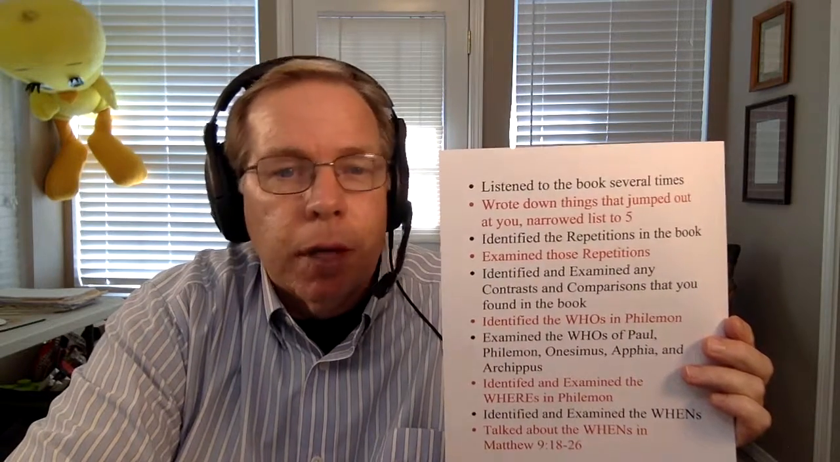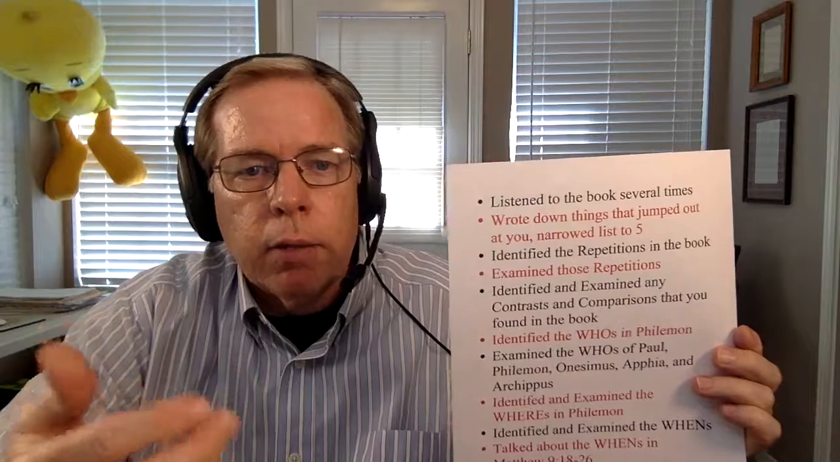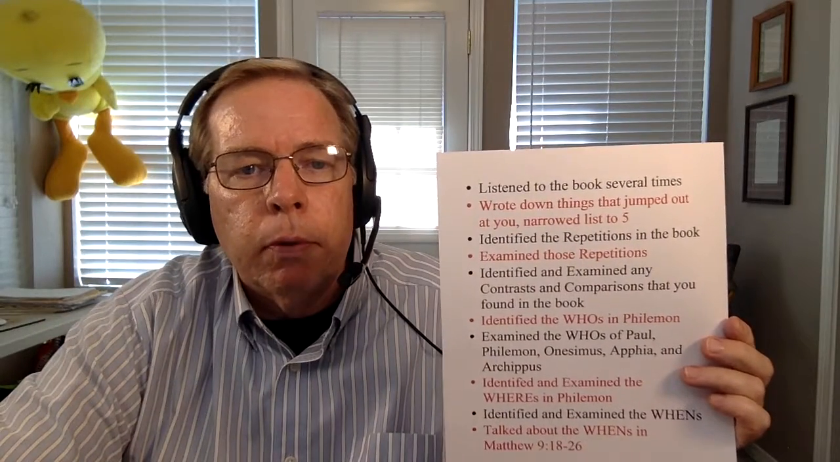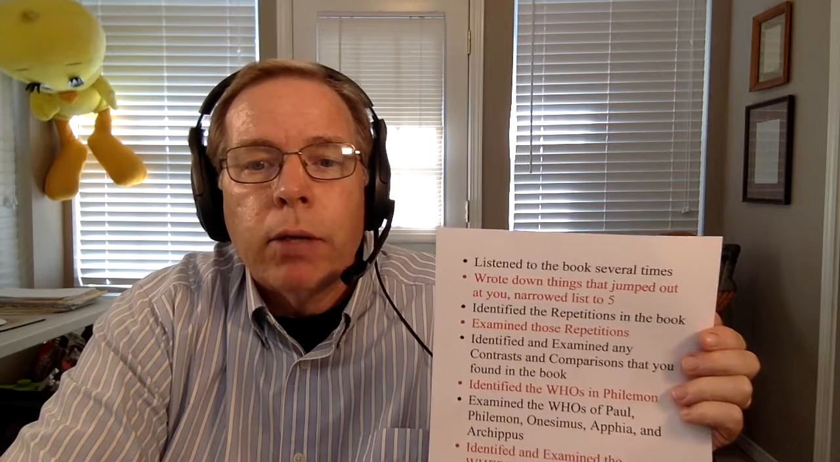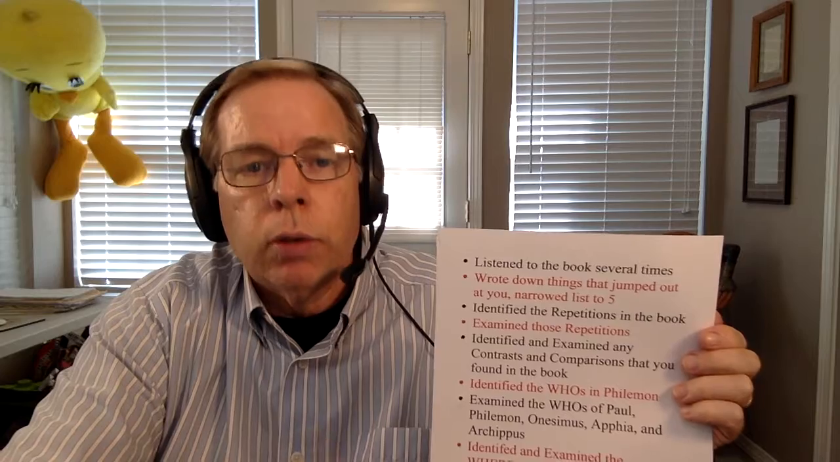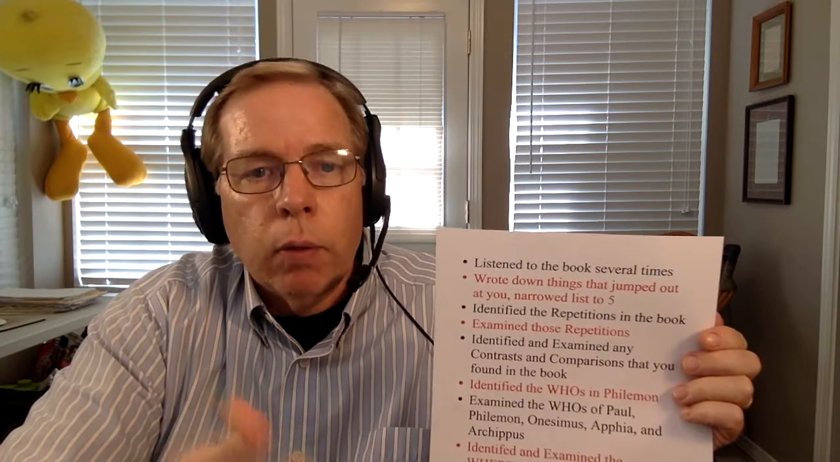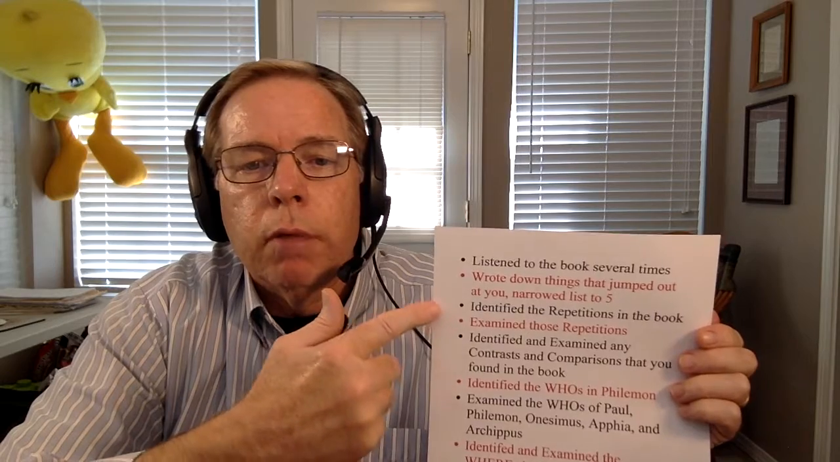First of all, we listened to the book of Philemon, or you did, you and I both, several times. We did that together through the videos, and then you were to do some of it on your own. Then you wrote down things that jumped out at you as the book was being read by someone else as you listened to it. Then you narrowed that list to 5. And then we identified repetitions in the book of Philemon.